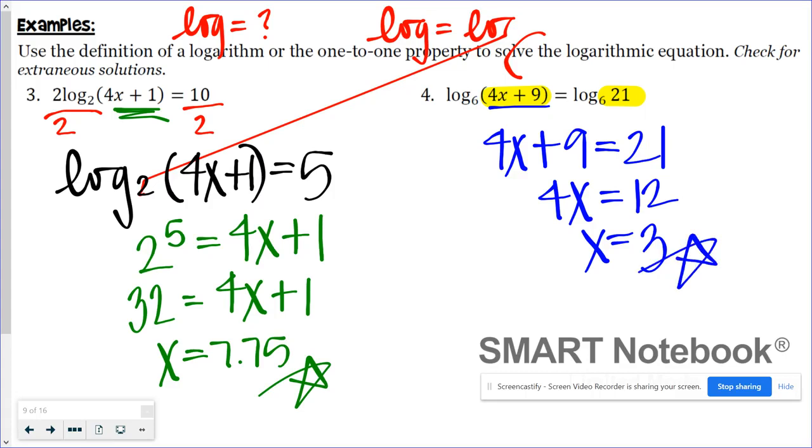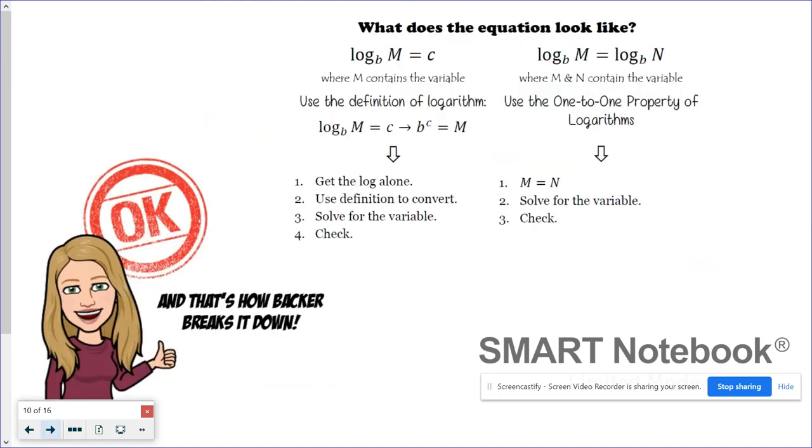So there are two ways to solve a logarithmic equation. It all depends on what the equation looks like. If you have log equals a number, you're going to use the definition of logarithms: convert it into its exponential form and solve from there. If you've got logs on each side, log equals log, you're going to use the one-to-one property, which basically says the insides are equal. The last step always is to check: the inside of the logarithm must be positive. And that is how Becker breaks it down.